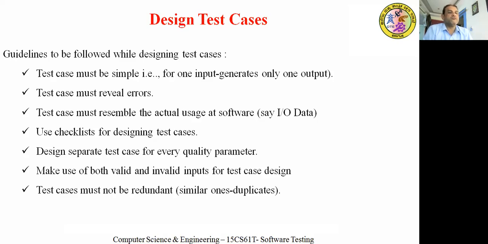Make use of both valid as well as invalid inputs for test case design. As I told you, to find the quadratic root of an equation, if you enter all zeros, the program should respond that the values are invalid. So check for valid values as well as invalid inputs. For example, you are finding the square root of a number. If you enter a negative number like -5, you cannot find the square root of a negative number, so immediately the program should respond that it is an invalid number. Enter only positive numbers. So you should test for both valid as well as invalid values.